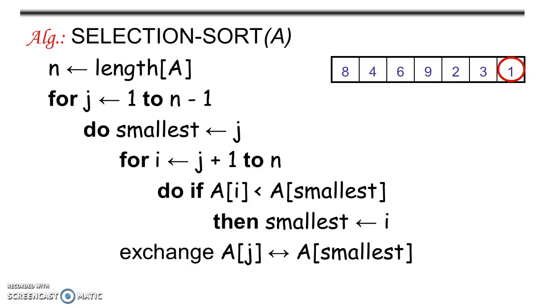The algorithm for the selection sort is as follows. For j pointing to 1 to n minus 1, find the smallest element and swap it to the first position. Increment the pointer, find the next element, and exchange till the entire array is sorted.